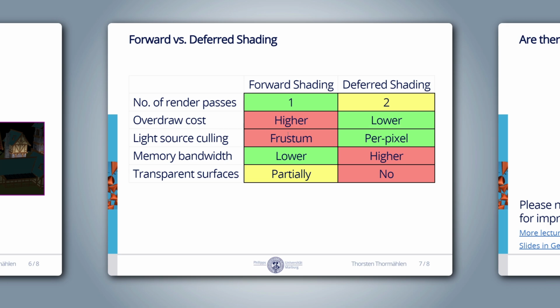With forward shading without an additional Z prepass or other measures, we can only perform light source culling based on the camera frustum. With deferred shading, the lighting calculation in the fragment shader of the second pass is only executed if the pixel is within the projected bounding volume of the light source and passes the depth test. This means that we can handle many more light sources in the scene if each light source only affects a small area of the screen.